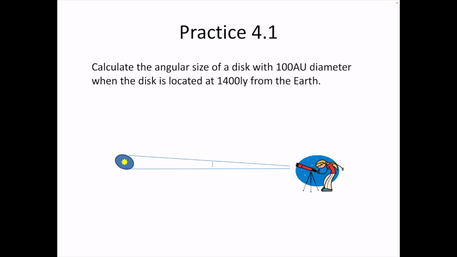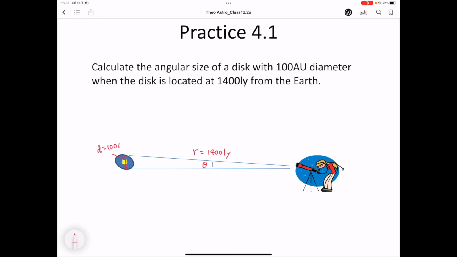In practice 4.1, calculate the angular size of a disk with a 100 AU diameter when the disk is located at 1400 light years from the Earth. We'd like to calculate the angle theta. This distance R from the Earth to the protoplanetary disk is 1400 light years, and the disk size is 100 AU. Then we'd like to calculate theta, d over r.